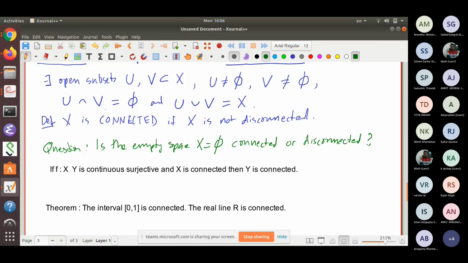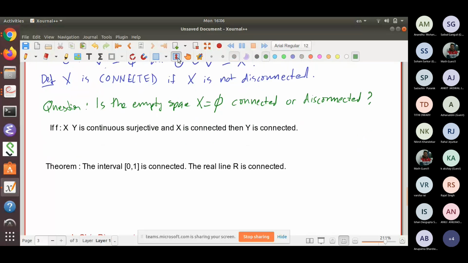Anyway, all right. Yes, the empty set is indeed connected because it's not disconnected. Disconnected requires the existence of two non-empty open subsets. It has no non-empty open subsets. So it obviously cannot be disconnected. So it is connected.